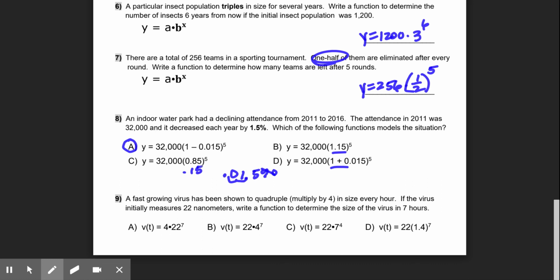Okay. And then number 9, a fast-growing virus has been shown to quadruple, so that's multiplied by 4, in size every hour. If the virus initially measures 22 nanometers, write a function to determine the size of the virus. So you start with 22 times 4 raised to the 7th power. So that is definitely answer choice B.